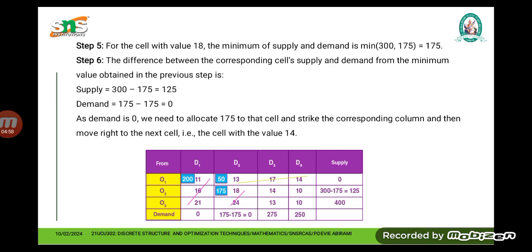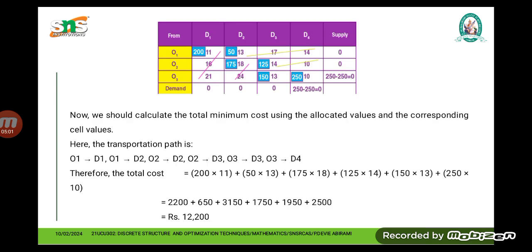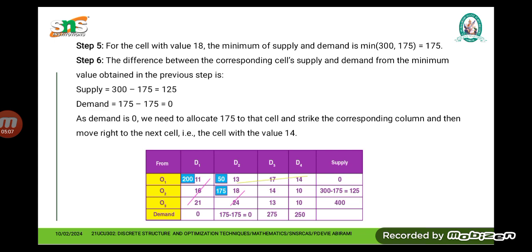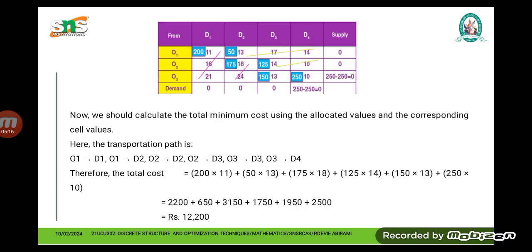Finally I have 14, 10, 13, 10. So if I allocate 14 as 125, both the row and column have 125 and 275. If we subtract, we get 125. So I am going to cross out the minimum value. Finally, I have 150 as my northwest corner. If I cancel out that column, the last one is 10. The row and the column are balanced, 250 and 250. So all my supplies and demands become 0.